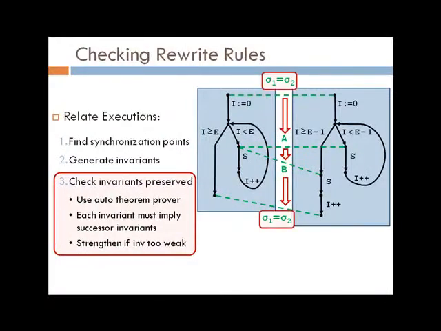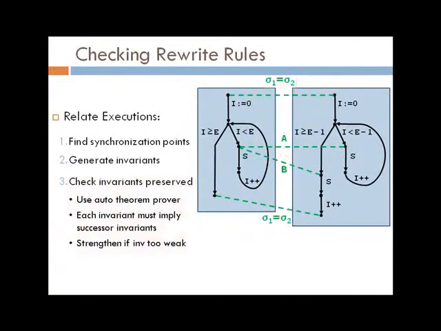Once this is done, we'll know that if the two programs start in equal states, they'll execute in lockstep, and each time they reach a synchronization point, its invariant will hold. Thus, because we have a synchronization point with state equality at the exits of the two programs, they must end in equal states. Using these 3 steps, PEC will be able to relate the executions of the two programs and show that our rewrite rule is correct. Now let's consider each of these steps in more detail.